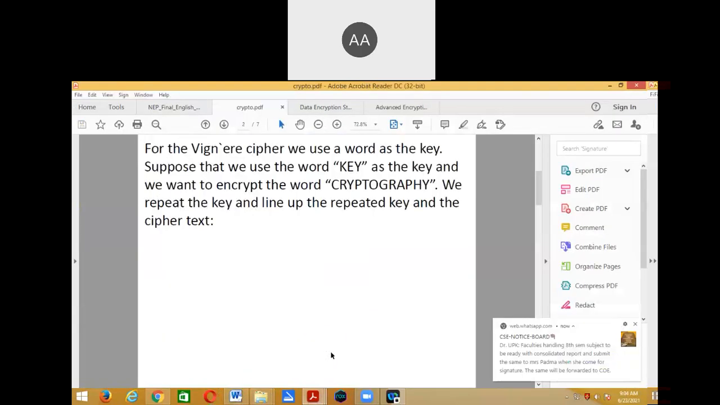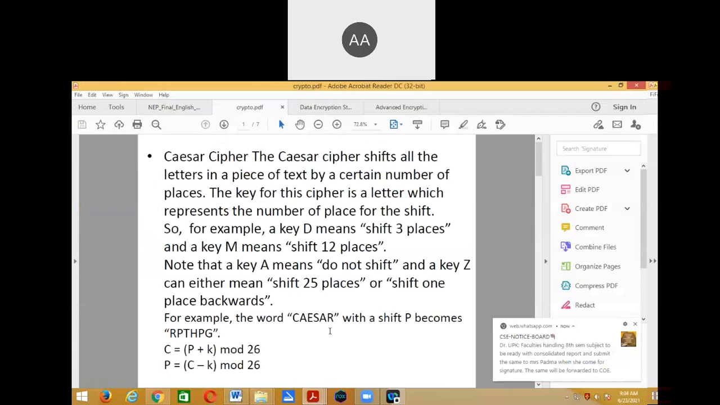Okay. So in the last class, I had told you about the substitution cipher and transposition cipher. Is that clear? Okay. So one thing, let me just summarize whatever you have studied in the last class.